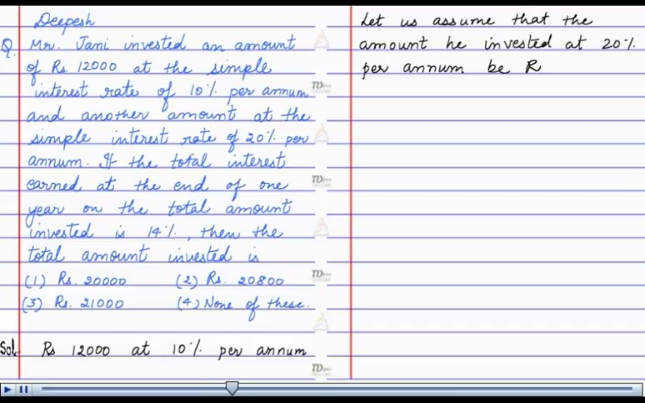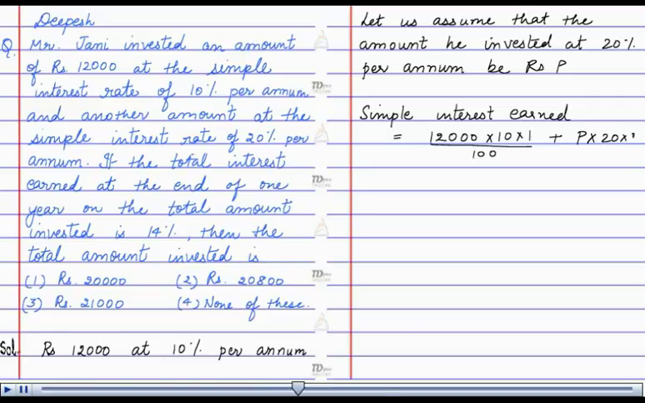Then the total interest earned by him at the end of the year would be given by 12,000 into 10 into 1 upon 100 plus P into 20 into 1 upon 100, which is equal to 1200 plus P upon 5.